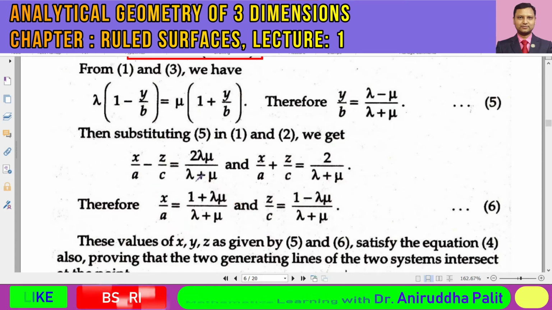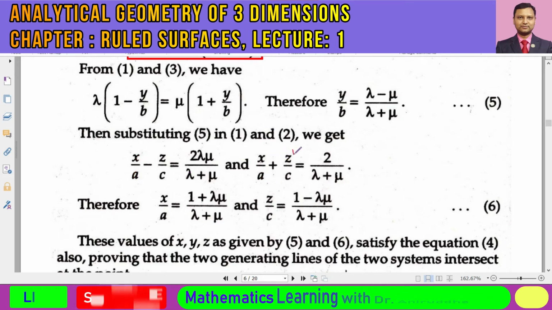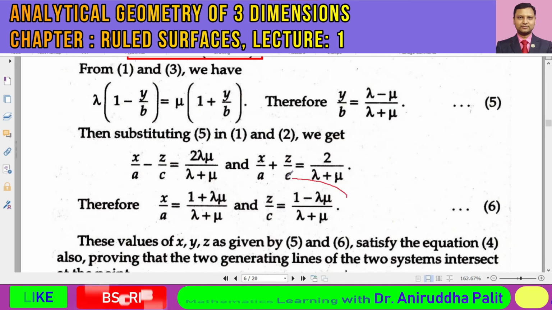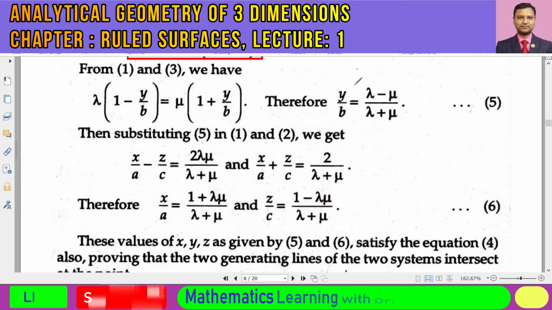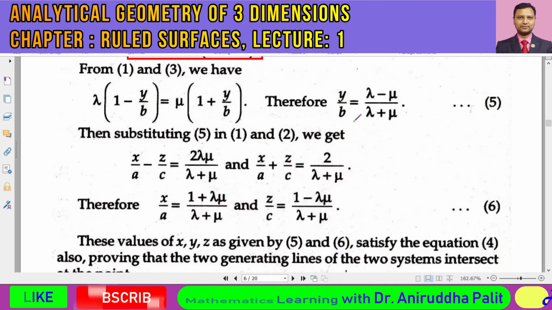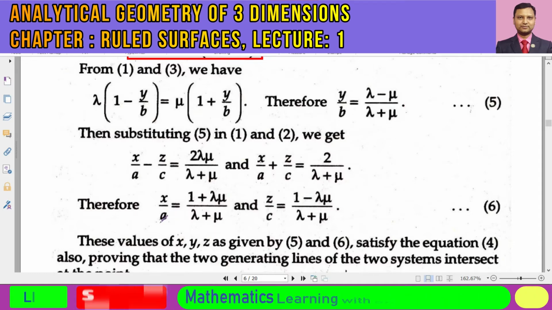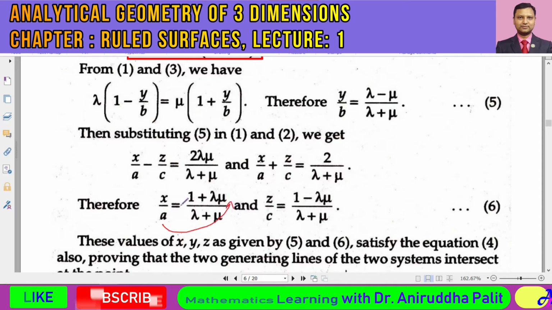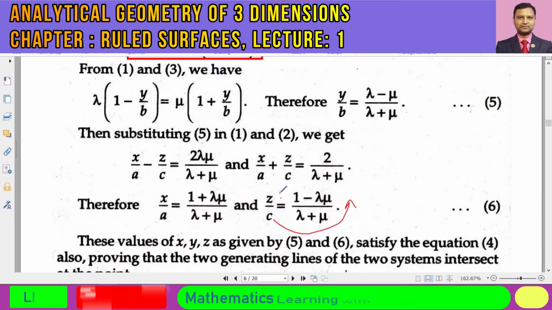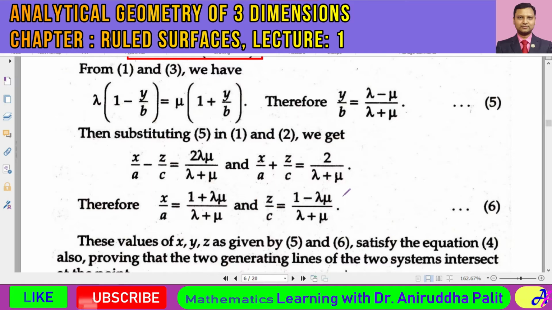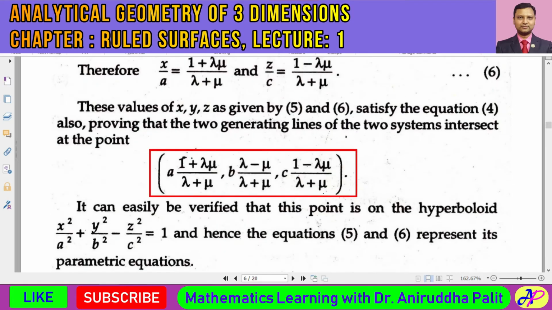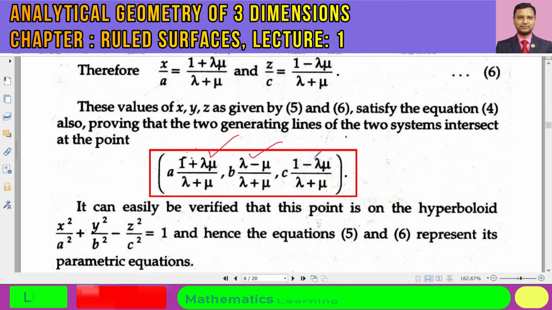And again, if you subtract these two equations, in that case this x by a and this x by a will get cancelled. Only we shall have the expression of z by c. So in this way, we can find out the expression of x by a, y by b, and z by c. If you shift this b over here, you will get the expression of y. Similarly, if you shift a over here, you will get the expression of x. And similarly, if we shift this c over here, you will get the expression of z. So we are getting certain expressions of x, y, and z like this.